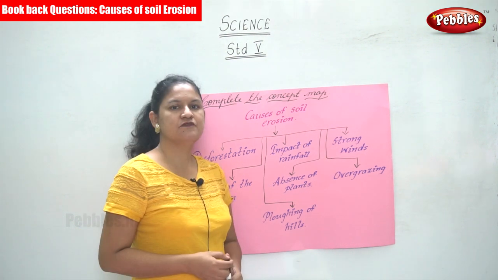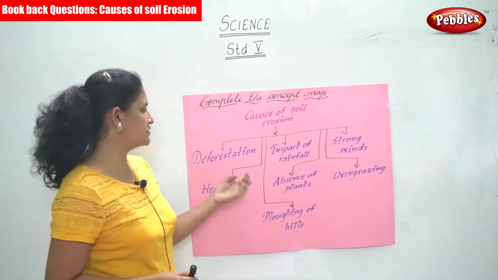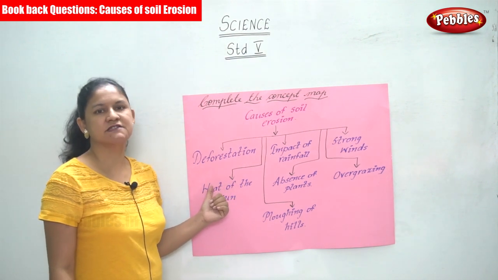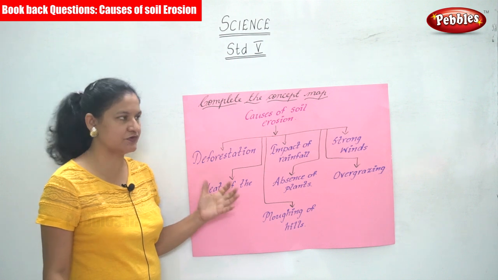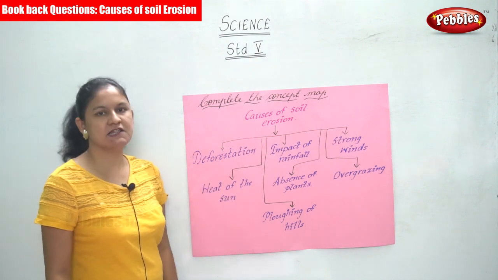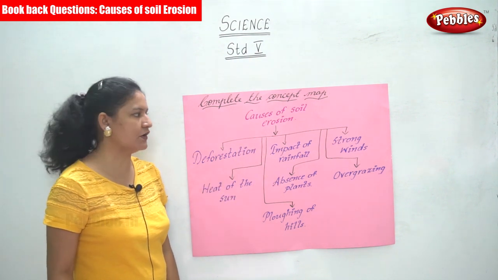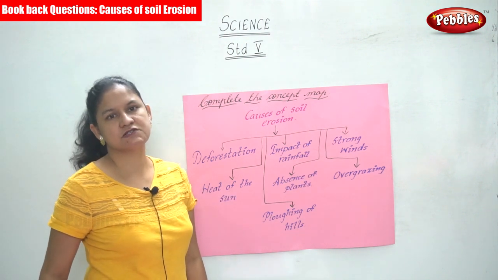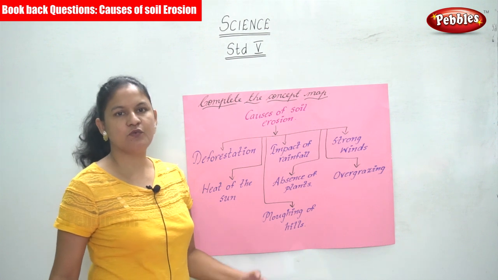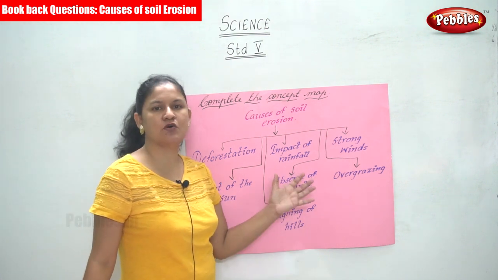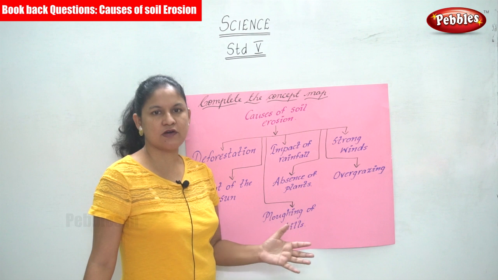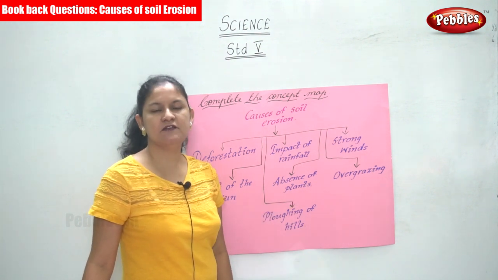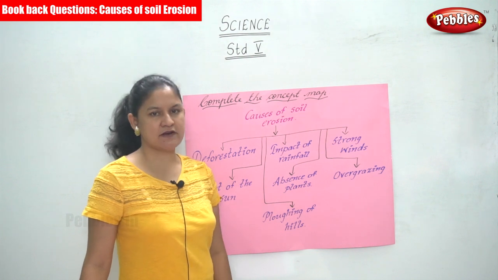erosion. So the first cause of soil erosion is deforestation, that is the unnecessary cutting down of trees. The next is the impact of rainfall. The next cause is strong winds. So when strong winds blow, they carry along with them the soil that is used for cultivation and thus leave the land barren.